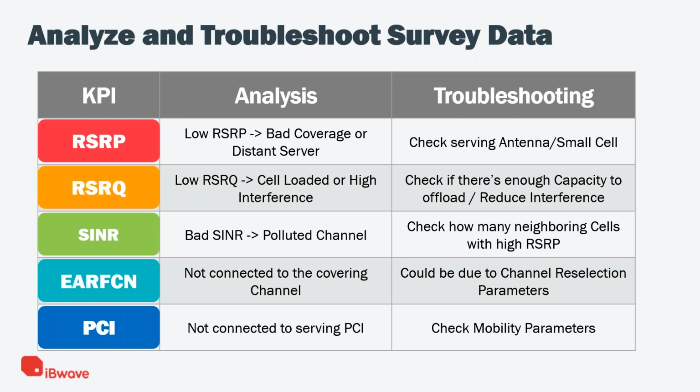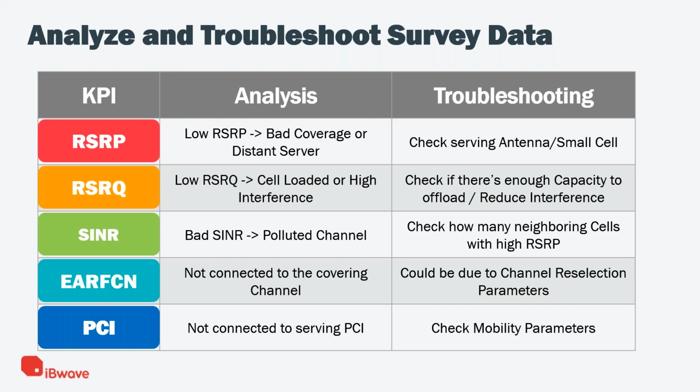eNodeB in LTE, which is the equivalent of an access point, instructs the device to connect to another cell if the RSRQ is too low. There is some kind of limit, and if you are below this RSRQ, please use another cell. And that might explain why you are not connected to that specific antenna or specific small cell, because this small cell just has too much traffic.